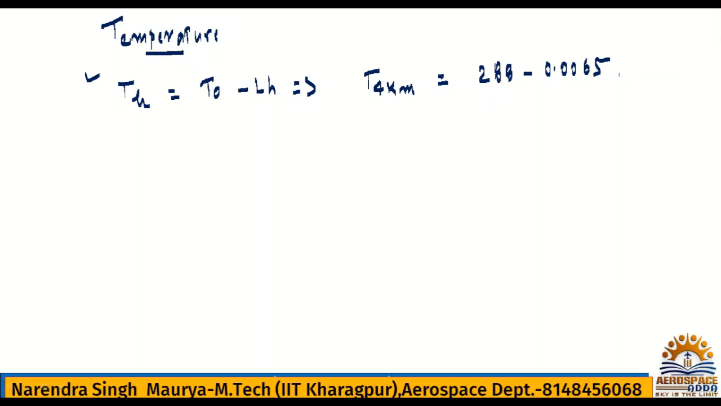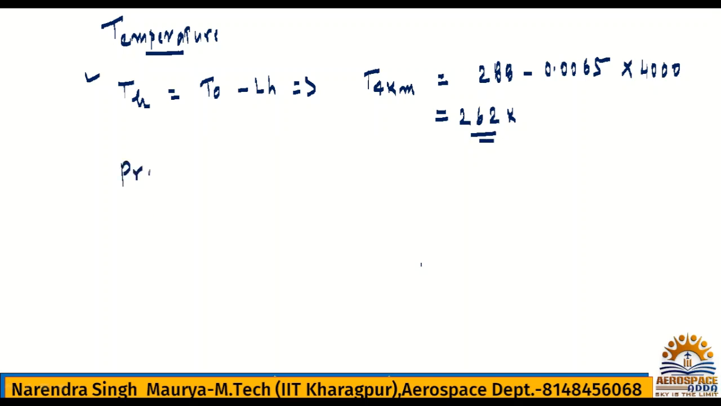L is 0.0065 into H, which is 4 km, meaning 4,000 meters. So 0.0065 into 4,000 is 26; 288 minus this is 262 Kelvin. This value is 262 Kelvin. This is the temperature.